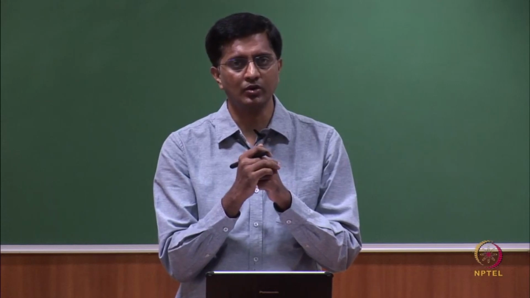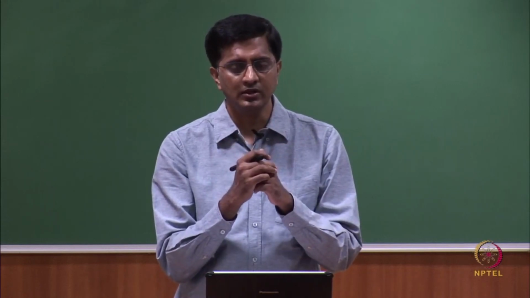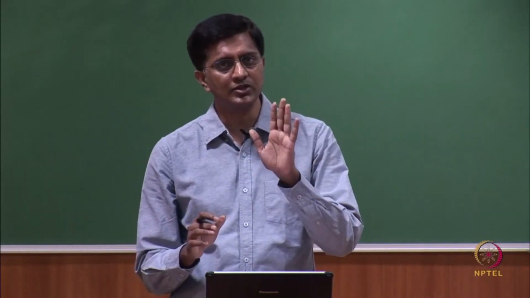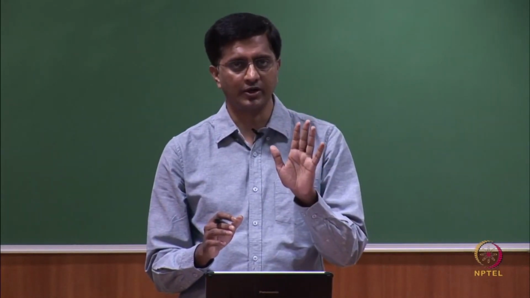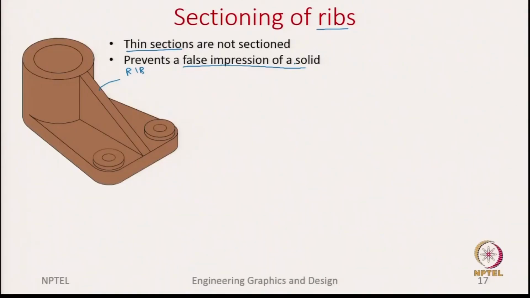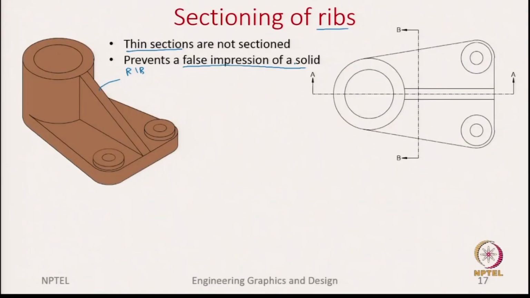So, in order to avoid that confusion, what we do is we simply show this object as though it is not sectioned. We show the rib, but we do not show the section. So, let me show you how it is done. So, here is the top view. I will be showing you that rib in 2 different sections, section AA and BB.